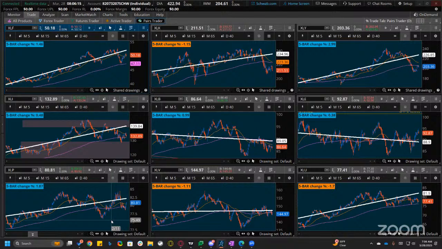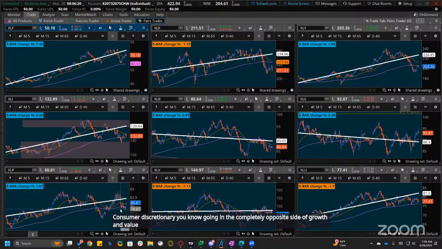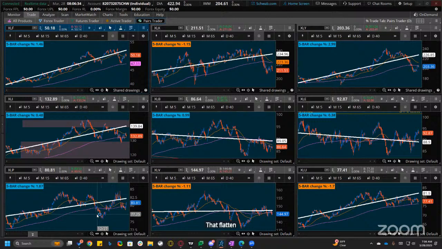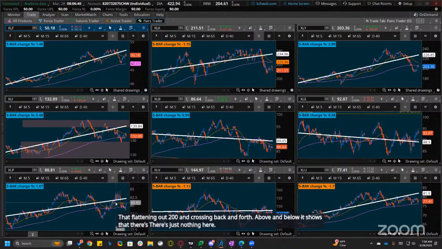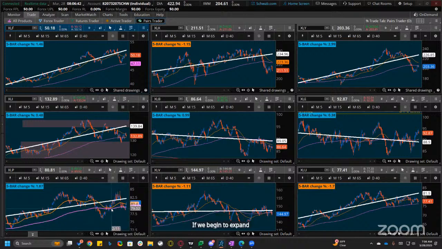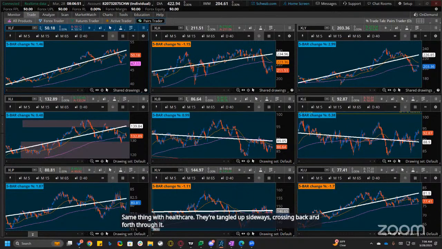Consumer discretionary, going in the completely opposite side of growth and value. 200 starting to flatten out. We've crisscrossed back and forth through these two moving averages, so they're not support, they're not resistance, they're just a picture of overall market health. That flattening out 200 and crossing back and forth above and below it shows that there's just nothing here. If we begin to expand below it, it'll easily drag that 200 with it. Same thing with healthcare. They're tangled up sideways, crossing back and forth through it. Even the LINREG line is almost sideways at this point.